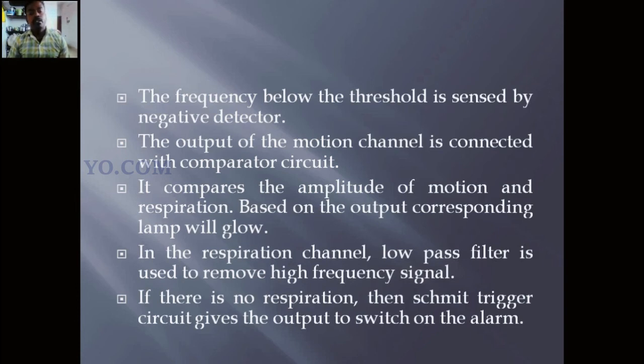In the respiration channel we have a low pass filter, which is used to remove the high frequency noise signal. If there is no respiration, the Schmitt trigger circuit gives the output to switch on the alarm. If there is no respiration for some time, around 12 to 20 seconds, the Schmitt trigger gives the output to switch on the alarm. The alarm will make a sound, so by the sound we can understand that the particular patient has no breath.